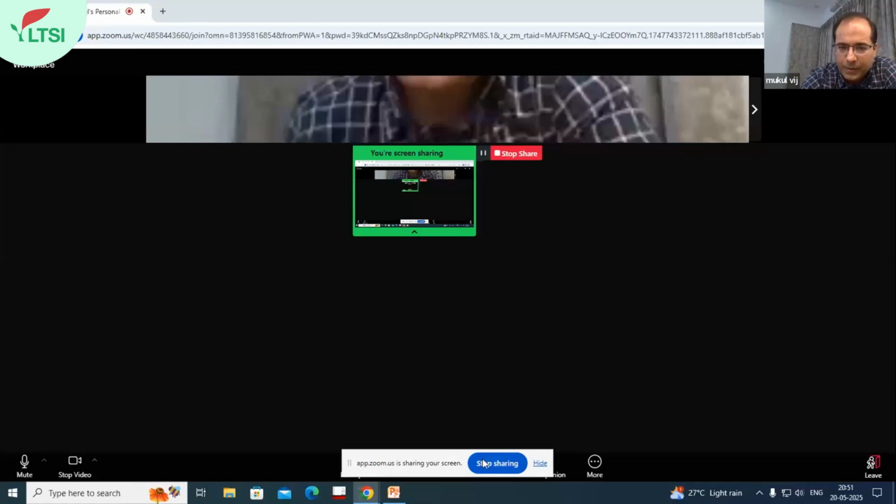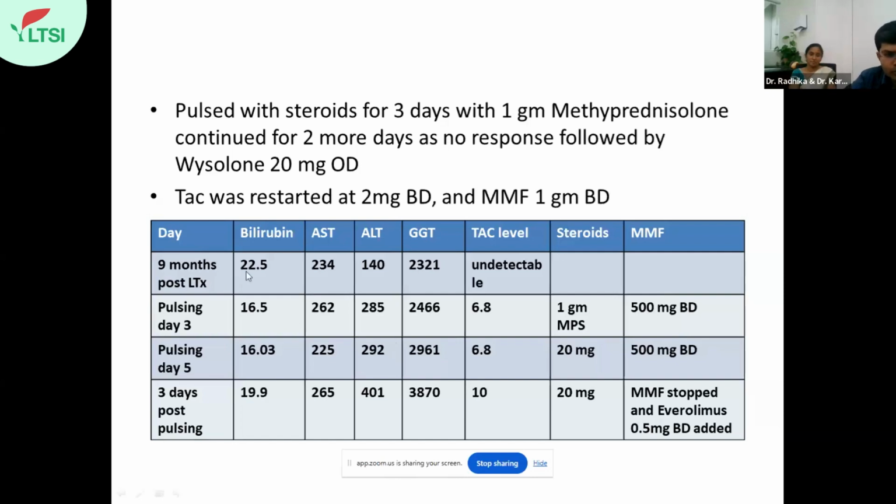With this patient, next, we gave a trial of pulsing with steroids for 3 days with 1 gram methylprednisolone, continued for 2 more days as there was poor response. Tacrolimus was restarted at 2 mg BD, and MMF was also given at 1 gram BD. So his presentation bilirubin was 22.5.